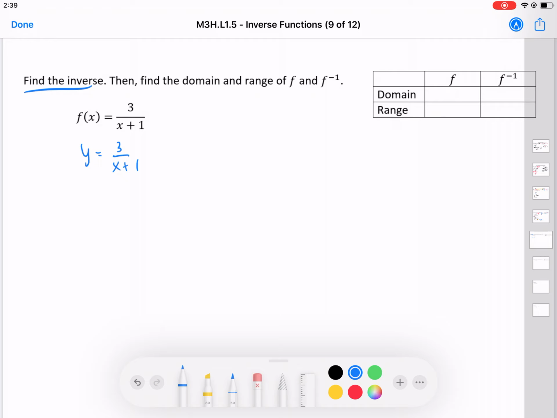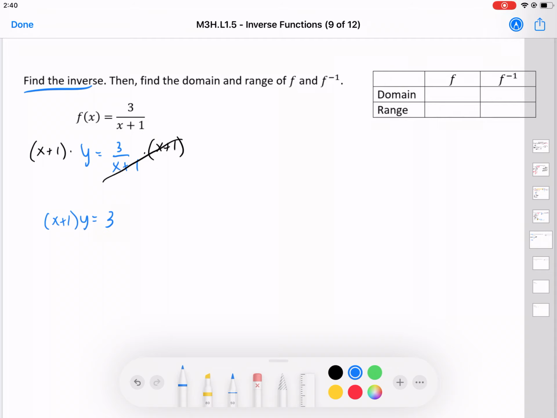So a couple things you could do. I usually just go ahead and multiply by the denominator on both sides. I'm going to put that in parentheses since there are two terms in that expression. That'll get rid of the denominator. And so I have x plus 1 times y equals 3.